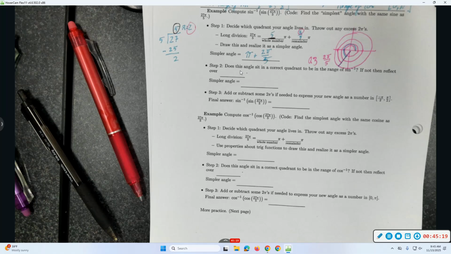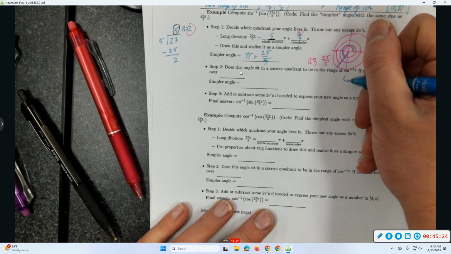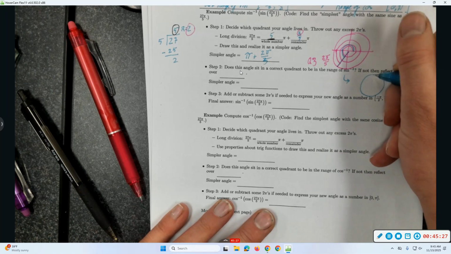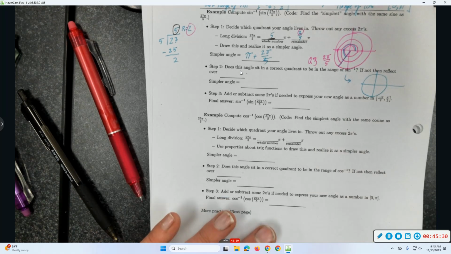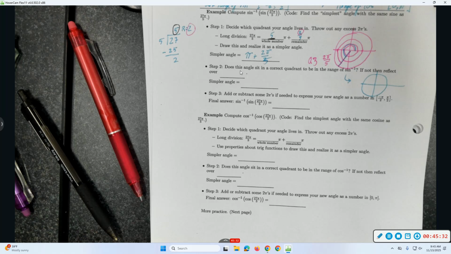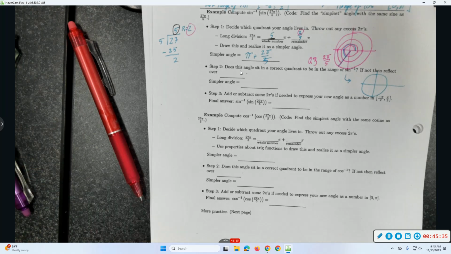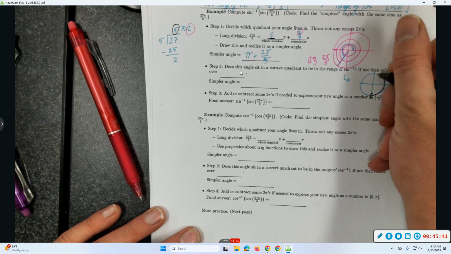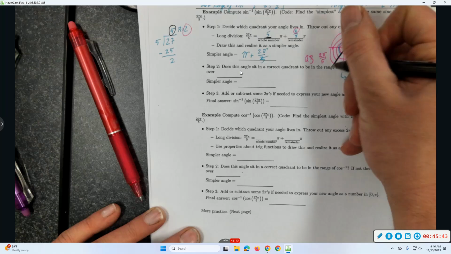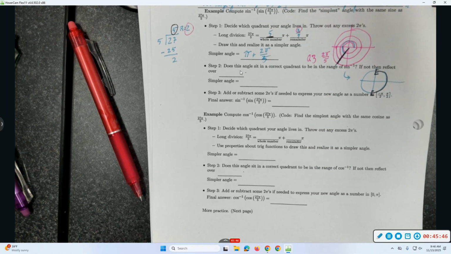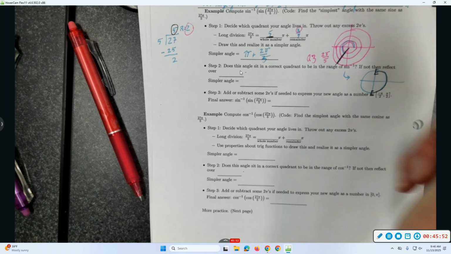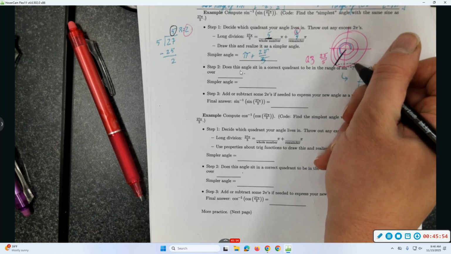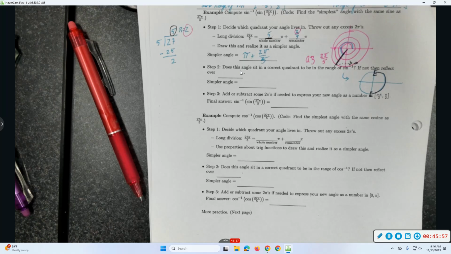What's the range of inverse sine? Negative pi over 2 to pi over 2. What quadrants does that give you on the unit circle? 1 and 4, because there's negative pi over 2. Oh, so this angle, is it even in the right quadrant? I need to accord the same sine value, so the same y value, but I need it to be in quadrant 1 or 4, so I guess I need to reflect it over the y-axis.